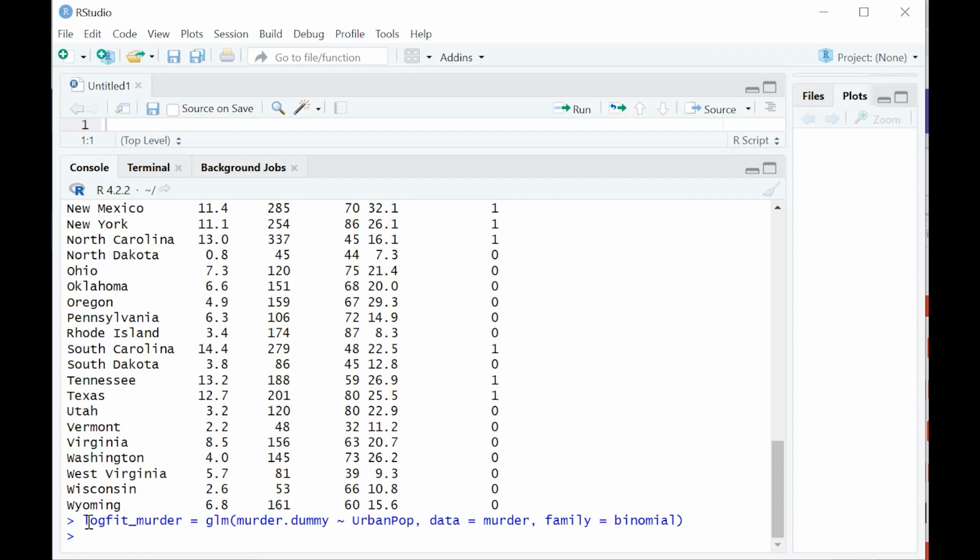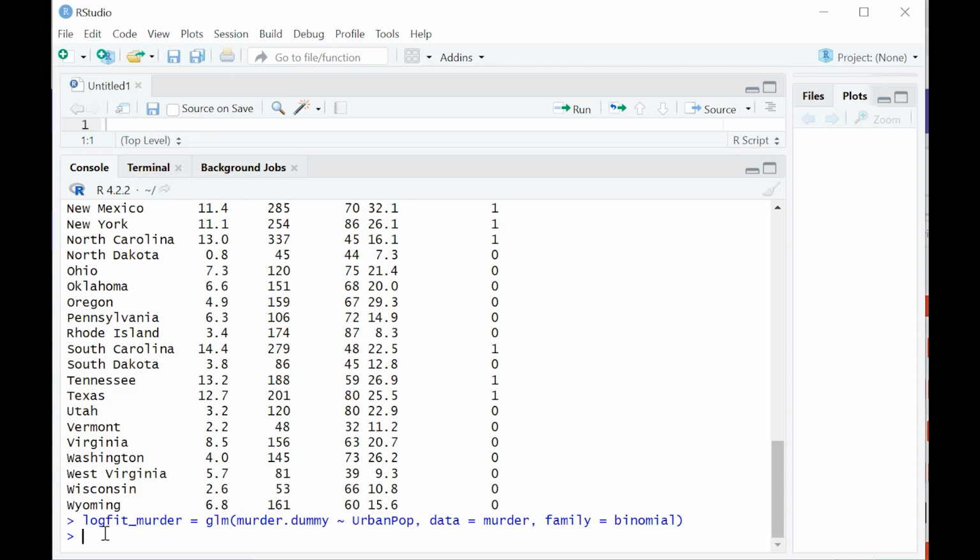The first thing we need to do is name this model, which I'm going to call logfit murder. I'm going to do the outcome of murder here, high murder state versus non-high murder state, my binary outcome, as a function of urban population. So what's my hypothesis again? It's that if urban population goes up, then the chances of a state being a high murder state also go up. I specify the data frame, and I say family binomial because logistic is a part of the binomial family.